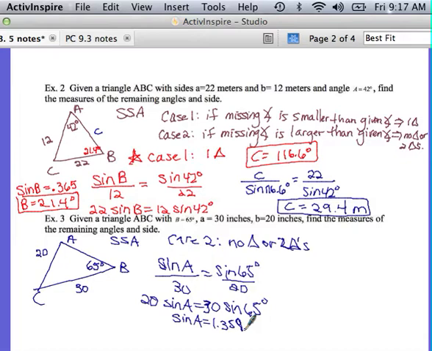So let's suppose we go motoring along with our procedures and we do inverse sine of 1.359. The calculator gives me an error. So what this means is there's no triangle. It's impossible.